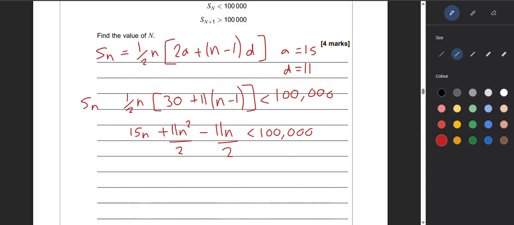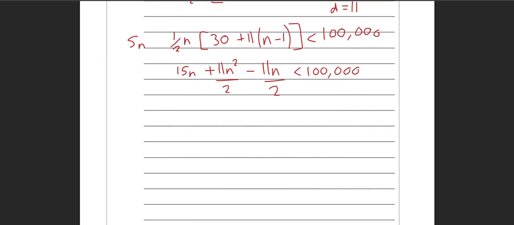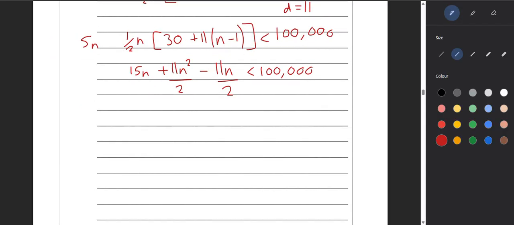And then all I'm going to do there to make my life easier is get rid of the over 2 bit by just multiplying everything through by 2. So I'm going to end up with 30n plus 11n squared minus 11n is less than 100,000. Then hopefully we can see a quadratic there, can't we? So I think I'm going to rearrange that and solve that as a quadratic.